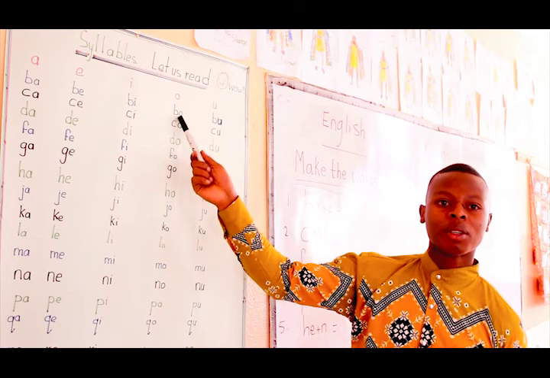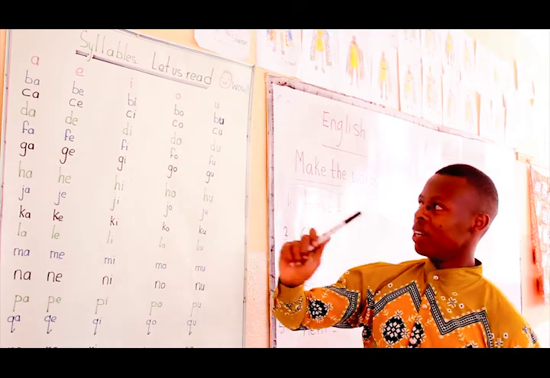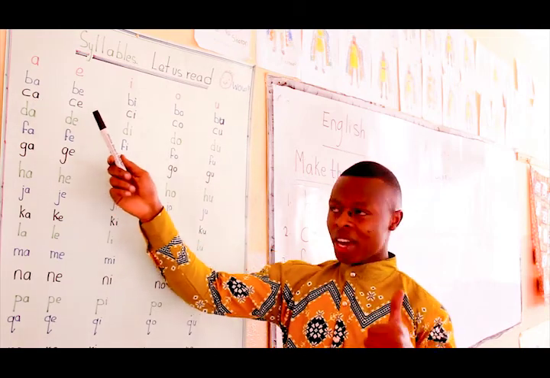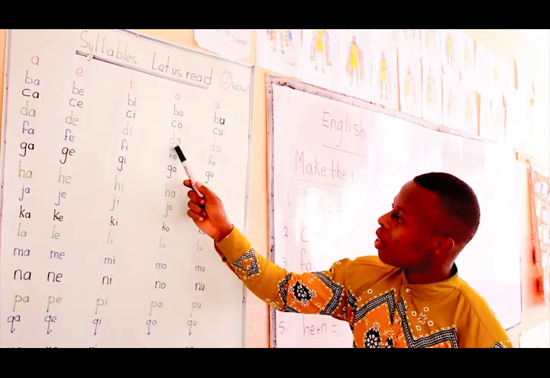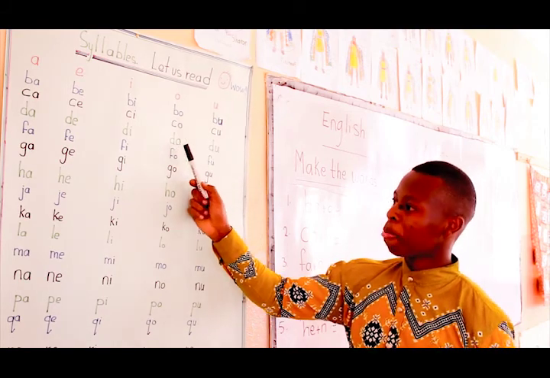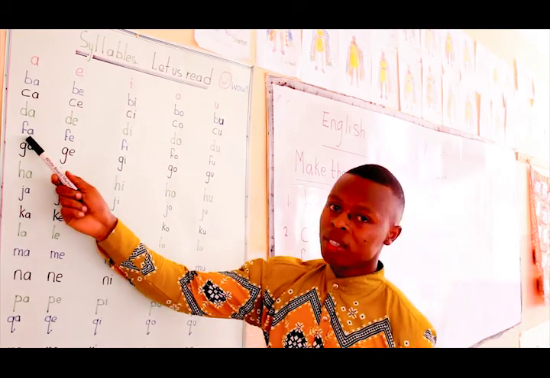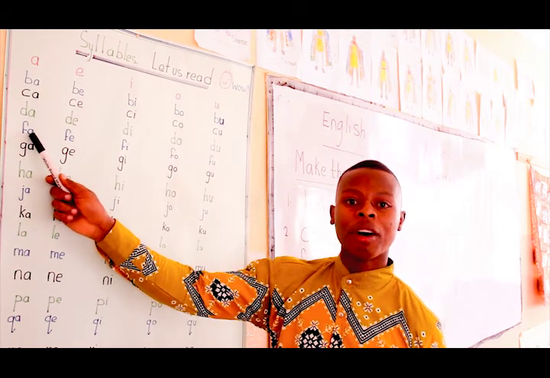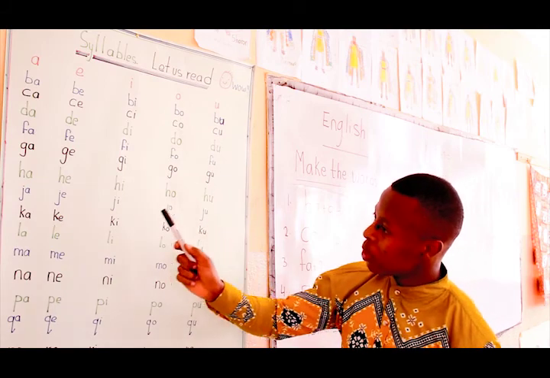This one, bo. Good children. And this one, ka. Great. Which syllable is this? Syllable do. Good. Which syllable is this? Wow. You get it? This syllable, fa. Which syllable is this, children?